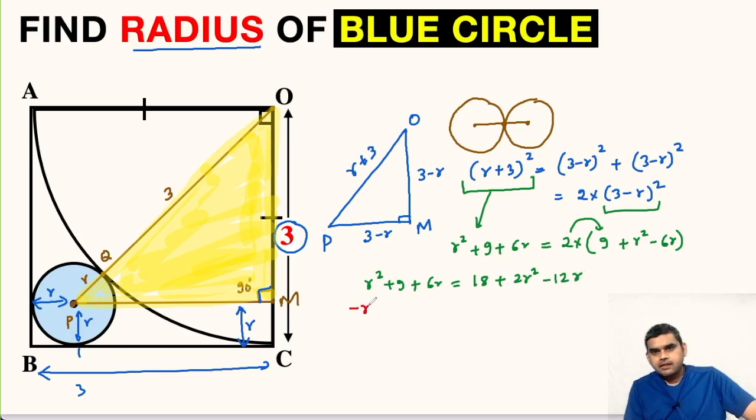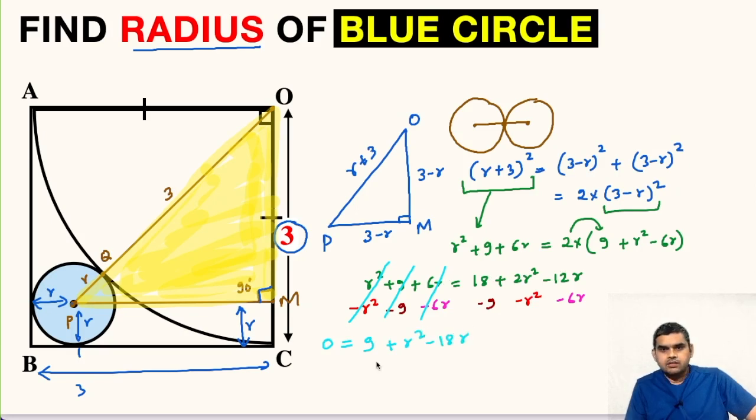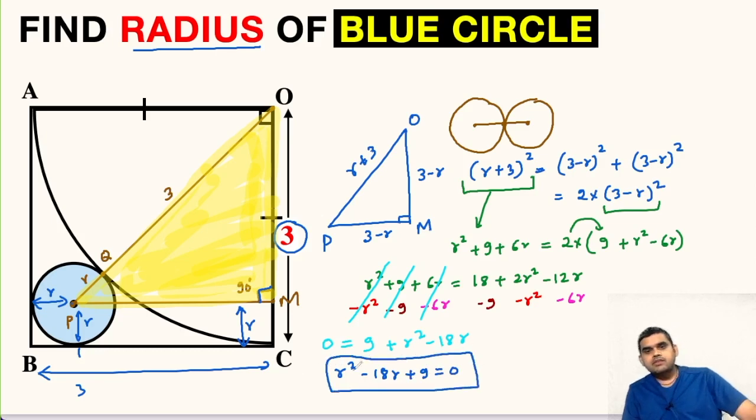Now let us subtract R square from both sides. Also let us subtract 6R from both sides. Also let us subtract 9 from both sides. So this will give us R square cancelled, and on LHS we will get 0. On RHS this will be 18 minus 9, 9. Then 2R square minus R square is plus R square, and this will be minus 18R. So we have got a quadratic equation R square minus 18R plus 9 equal to 0. We need to solve this quadratic equation to find the value of R.